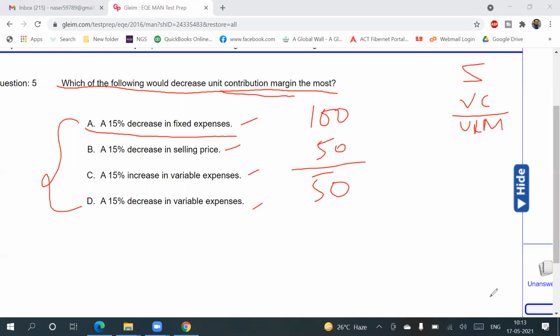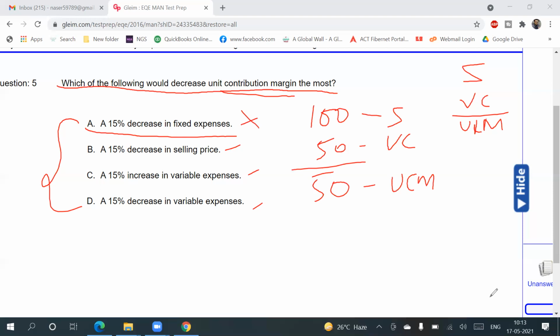See, if I decrease fixed expenses, is it anywhere affecting me in this? Because this is sales, this is variable cost, and I found out my unit contribution margin. Now, a decrease of 15% in fixed expenses does not fit in here itself.